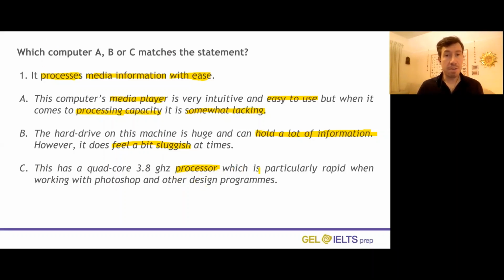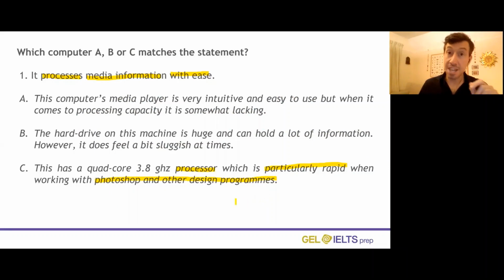Let's keep reading. Which is particularly rapid. Rapid means fast, very fast. So rapid could mean with ease. So it processes things with ease. When working with Photoshop and other design programs. So Photoshop and other design programs is media information. Let's just show that more clearly. We've got processes, processor here. We've got with ease, particularly rapid, and media information is Photoshop and other design programs.